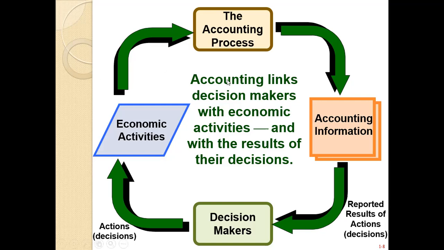Fine. So now accounting links the decision maker with economic activity and with the result of their decision. But how? As the procedure of accounting starts, we need to get the accounting information. That's something related to a report, a result. Further we will discuss in detail which kind of accounting information we need to collect, or any accountant and learner needs to collect.